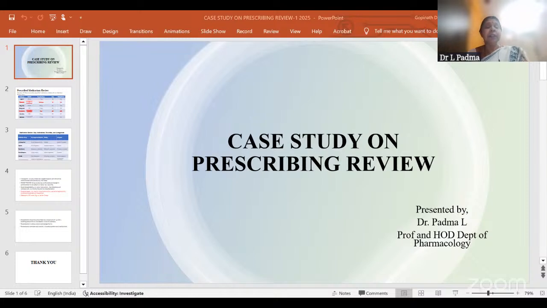Next, ACE inhibitors with potassium sparing diuretics both will cause hyperkalemia. Both will cause hyperkalemia. So you increase potassium levels in the body. Hyper or hypo is always life threatening. So you have to be careful regarding that.